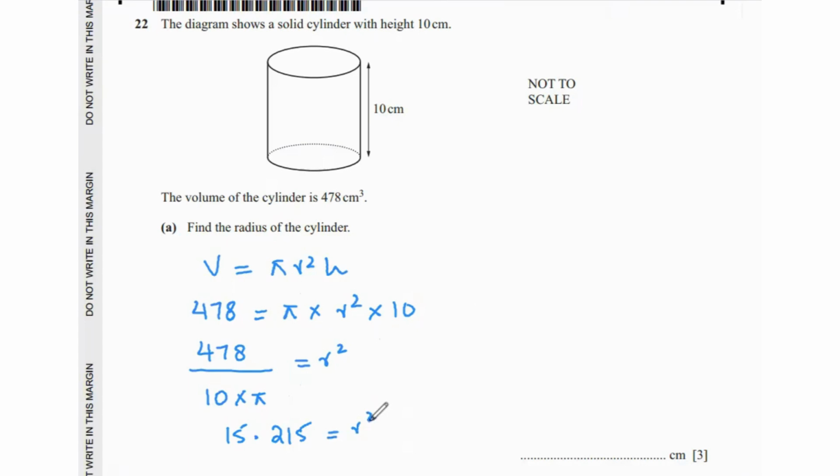That gives us 15.215. Then we're going to square root both sides. So r is going to be 3.90 centimeters. That's your answer.